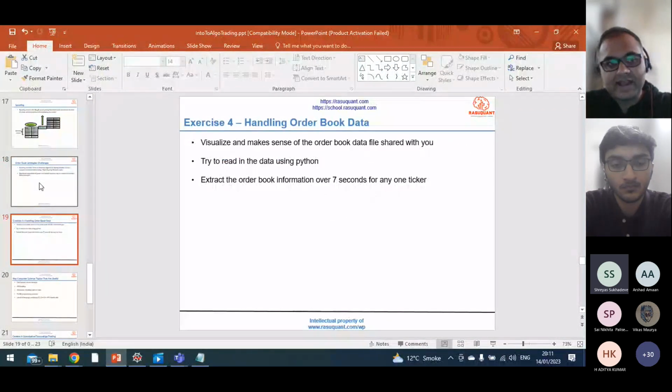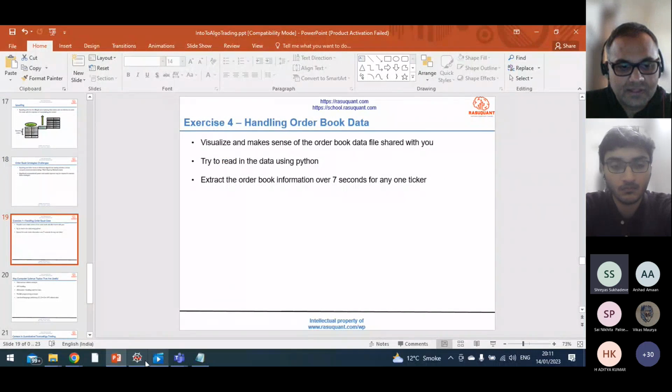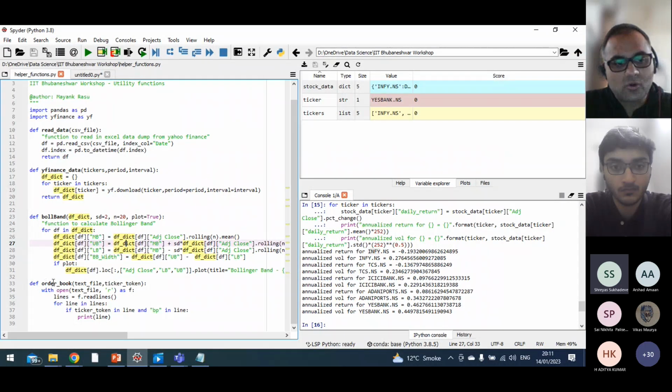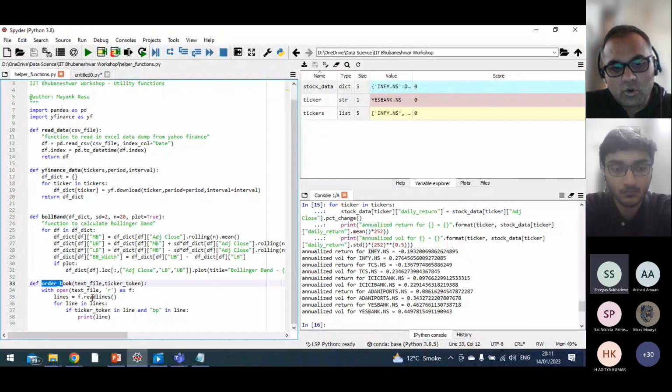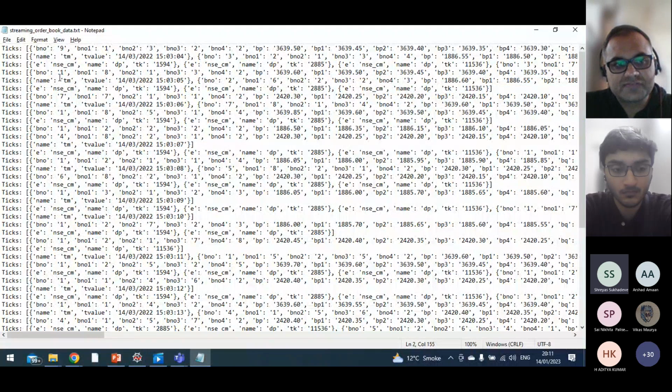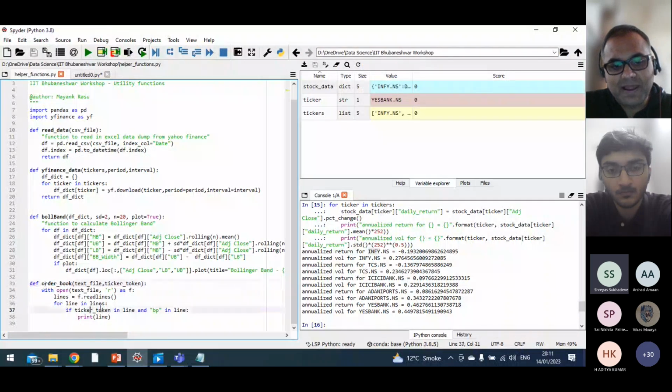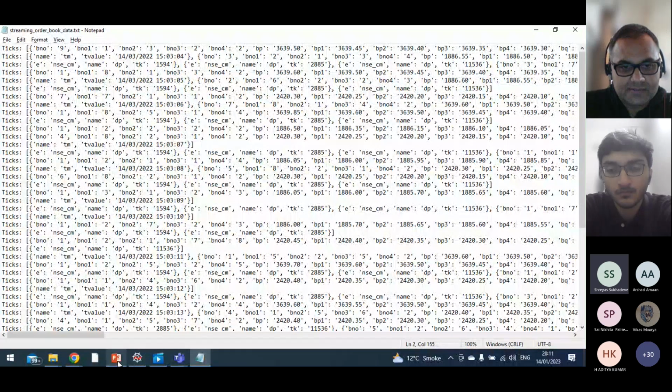Again, I have shared the helper code. This helper code parses this order book. The order book that we just showed you, you can see that this code goes through this file, and it parses and shows you what information you need. So you can use this helper function. You can expand this helper function and try to see if you can get some intuition out of this tick level information, the streaming information. All right, so that's done.